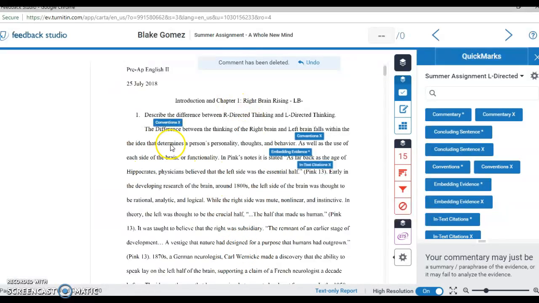So I think in the L-directed questions that I saw from you, you sort of reference the question. Like here, what's the difference between R and L-directed? You sort of say, well, they're different in that they determine a person's personality, thoughts, and behavior. But I'm not really sure that distinctly tells me the difference between R and L-directed thinking.